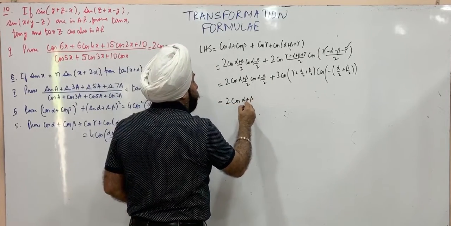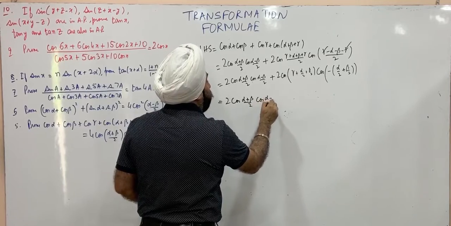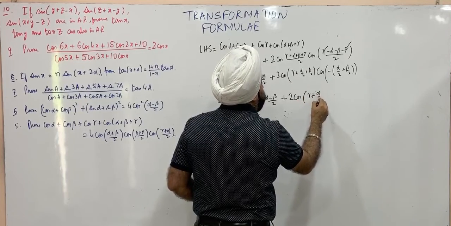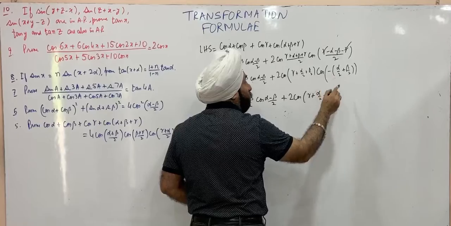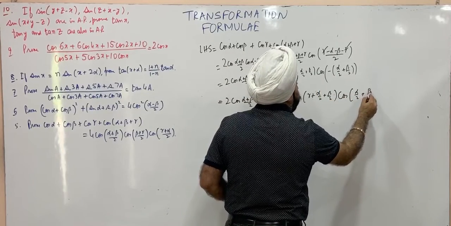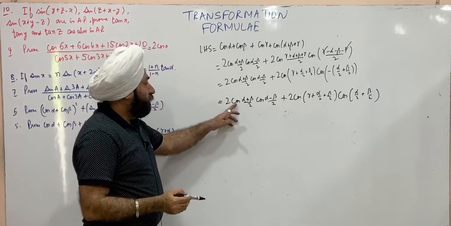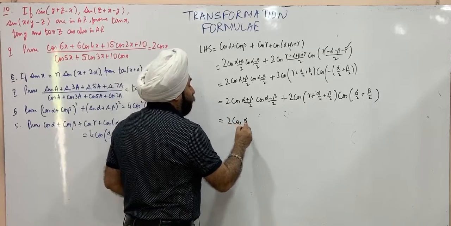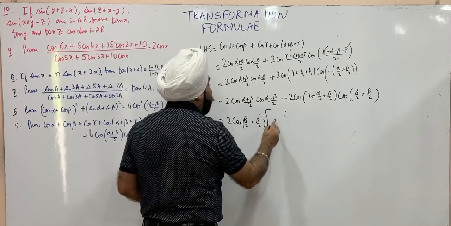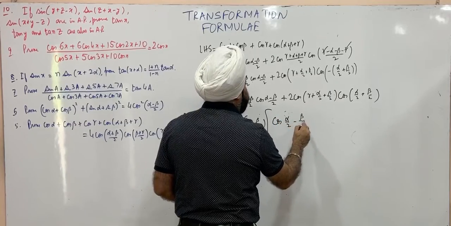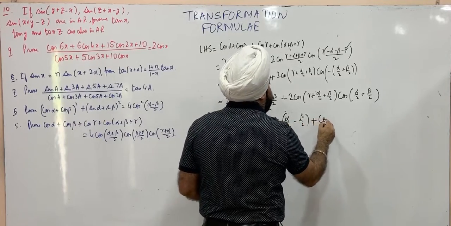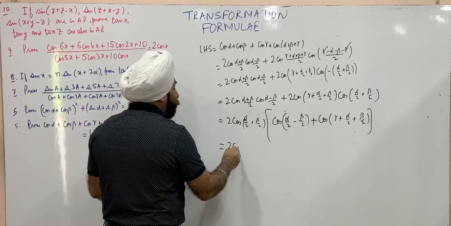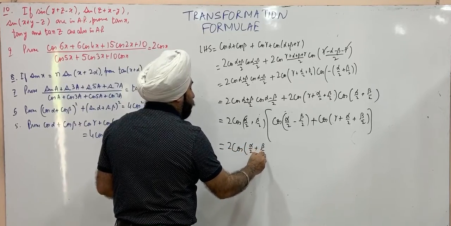2 cos alpha plus beta by 2 into cos alpha minus beta by 2 plus 2 cos gamma plus alpha by 2 plus beta by 2. Cos of minus theta is cos of theta. We take 2 cos alpha by 2 plus beta by 2 common. Inside we have cos of alpha by 2 minus beta by 2 and plus cos of gamma plus alpha by 2 plus beta by 2. That's 2 cos alpha by 2 plus beta by 2.